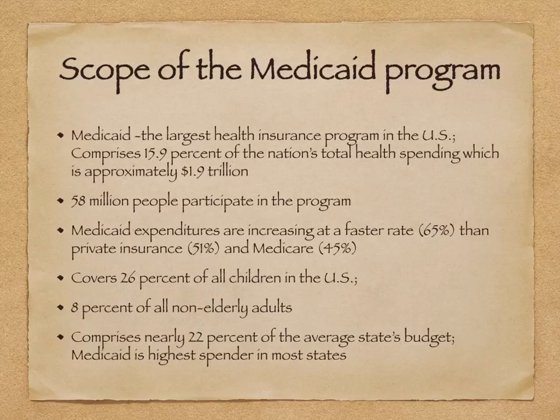Medicaid expenditures are increasing at a faster rate than private insurance and Medicare. It covers 26% of all children in the United States, 8% of all non-elderly adults, and comprises nearly 22% of the average state budget. Medicaid is the highest spender in most states.